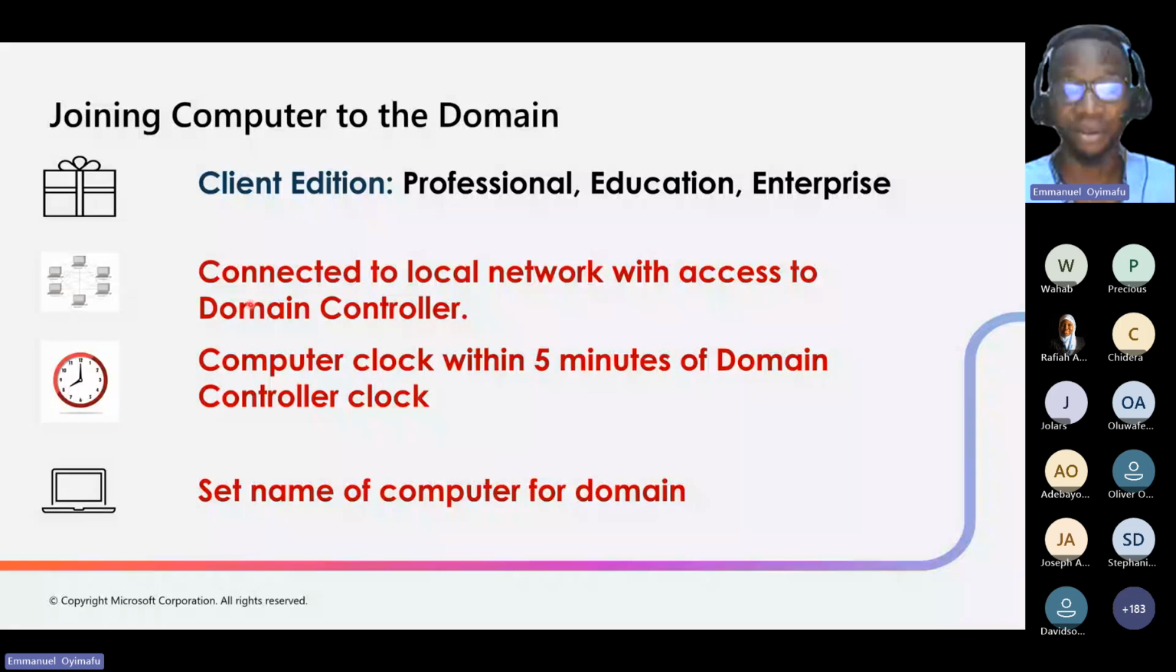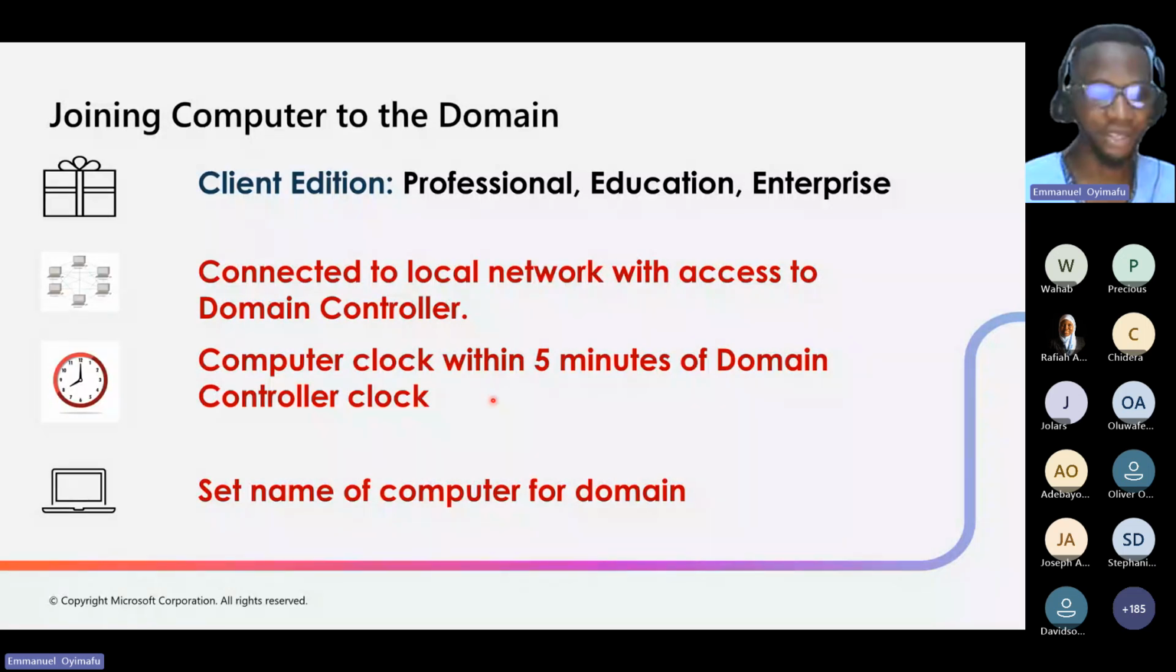Another important point we need to notice is that the clock time must be within 5 minutes of the domain controller clock. Meaning that, let's say for instance, I want to join the computer to the domain and the time is 8 o'clock, and on that computer the time is, let's say, 7:50. It means that it won't work. They have to be either the same time or at most 5 minutes apart from the domain controller.